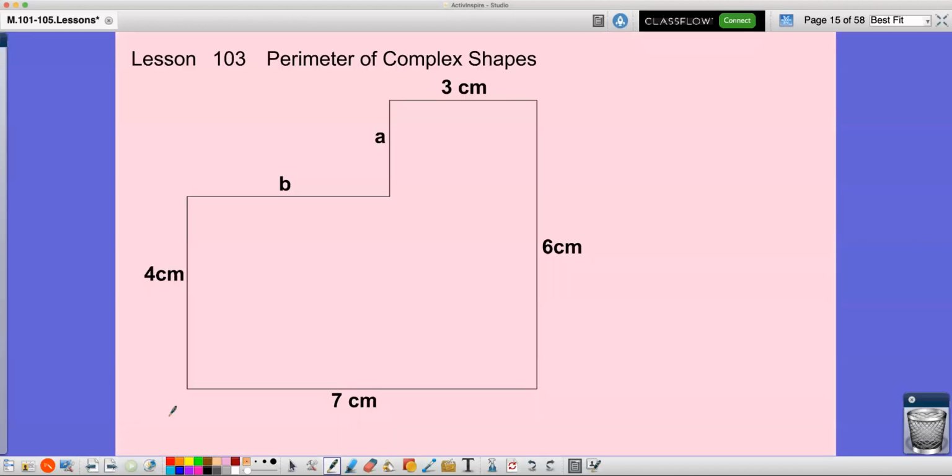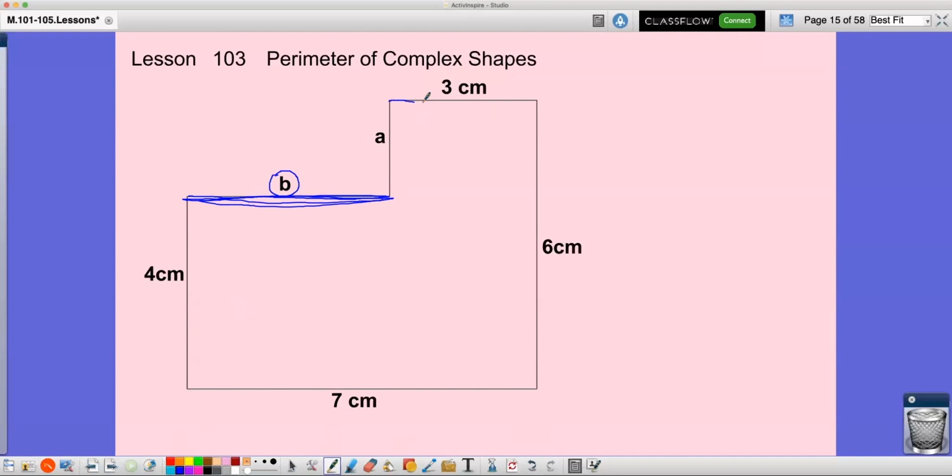Okay, let's look at this complex shape. So we're missing a few pieces here. We don't know what B is, and we don't know what A is. So let's just start off with, let me use a different color, as they suggested. Let's say B is a horizontal line. So let's say this horizontal distance right here is the unknown. We don't know how far that is.